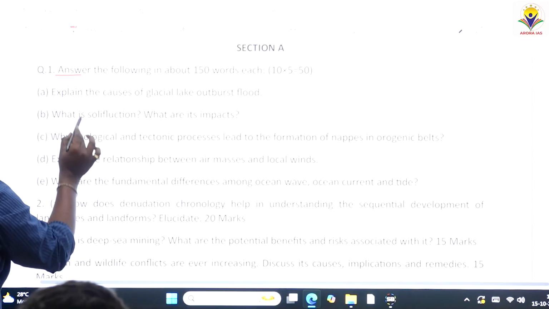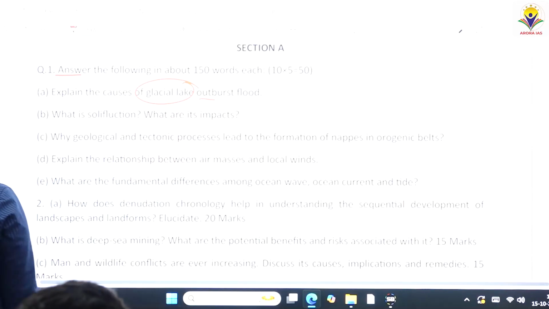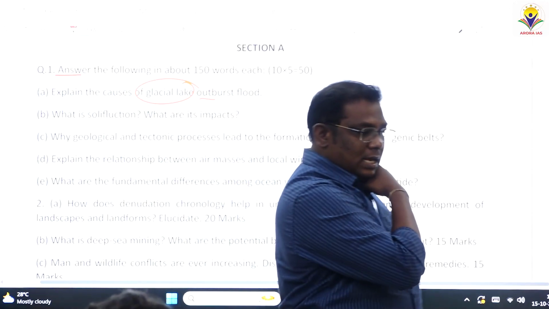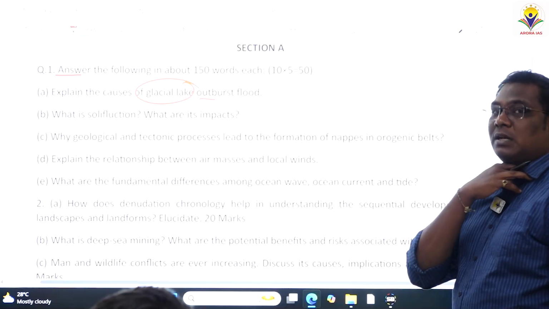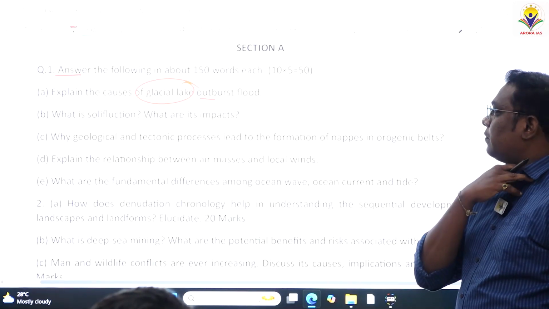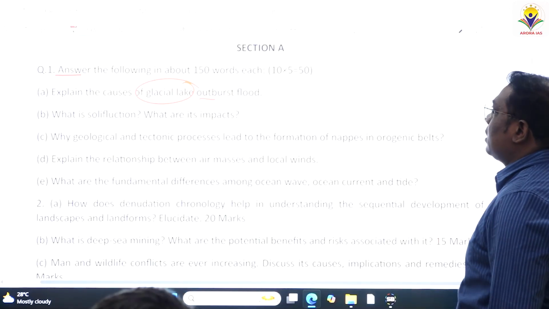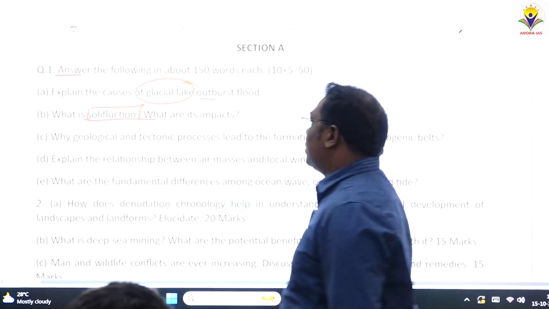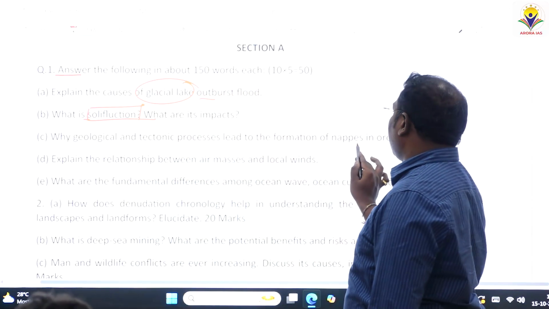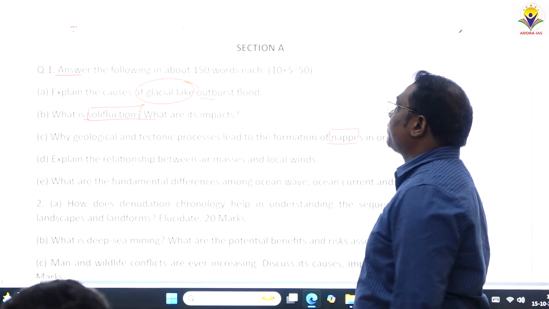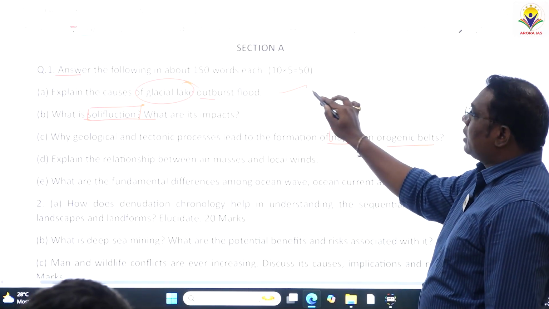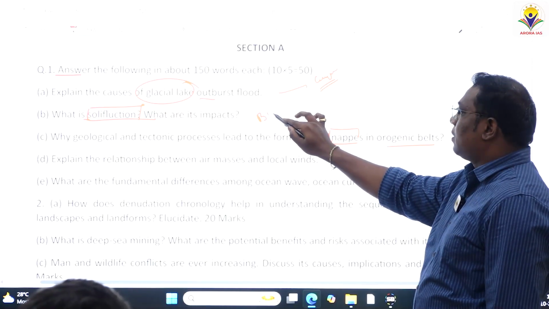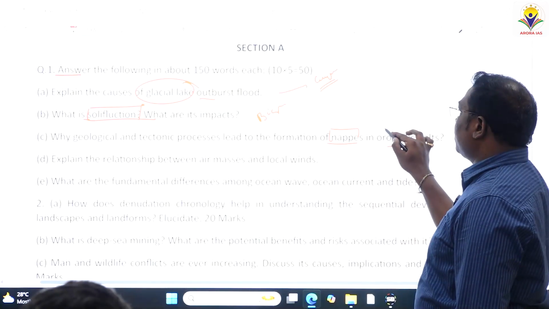Answer the following question. Explain the causes of glacial lake outburst floods. Glacial lake outburst is very common, and earlier a glacial lake outburst occurred in the case of the Manasarovar Yatra, as well as in the Mandakini river flooding. That's why that question was asked. And solifluction, we will see this. Geological and tectonic processes lead to the formation of nappes in orogenic belts. So glacial lake outburst is geomorphology, solifluction is biogeography, and this is again geomorphology.